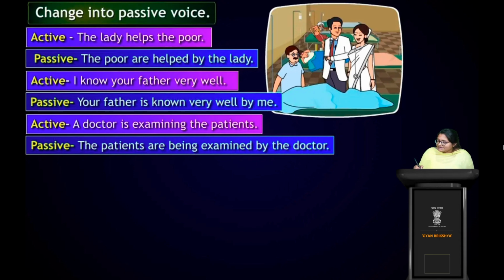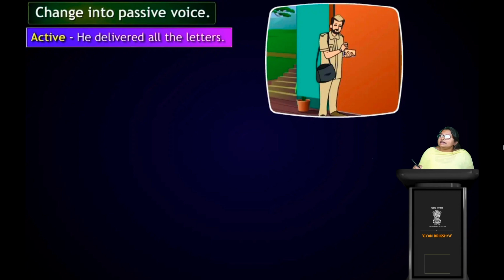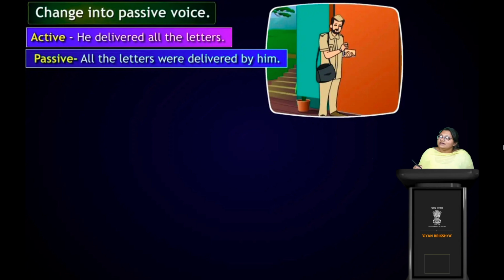Next, let's look at the next sentence. We have done these sentences. Let's look at the next one. He delivered all the letters. Active, so make it passive. The passive will be all the letters were delivered by him. He delivered, ed past tense. That's why all the letters were delivered by him.